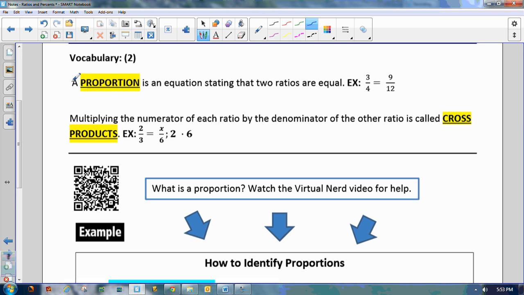Vocabulary 2. A proportion is an equation stating that two ratios are equal. So if you notice, here are two ratios in the example showing that they are equal to each other. Vocabulary 2, multiplying the numerator of each ratio by the denominator of the other ratio is called cross products. 2/3 is equal to 8/6, x6. 2 to 3 is equal to x over 6. Cross products would be 2 times 6 or 3 times x.